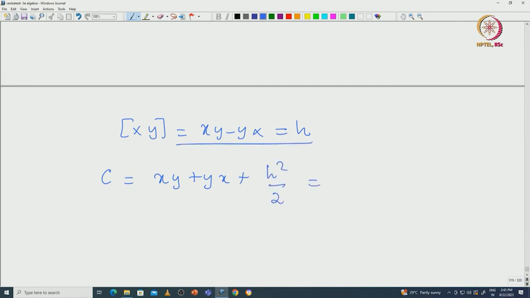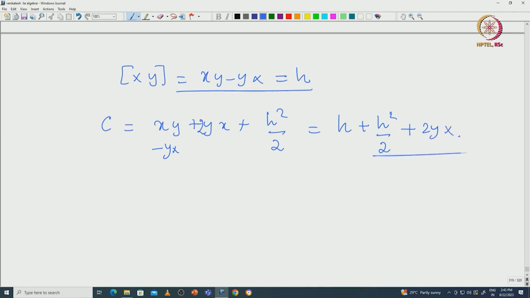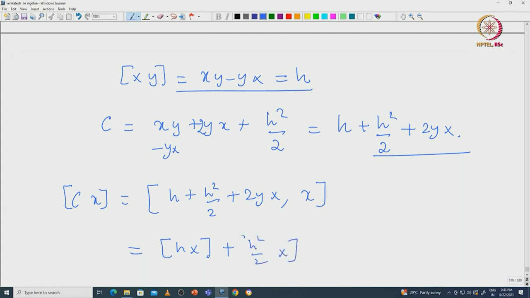So if you use this relation, already you can add and subtract. So you add yx and then you subtract yx. So it is going to give me h plus h square by 2 plus 2yx, okay. So this is a somewhat simpler form. Maybe one can use this simpler form to compute. So let us compute what is cx. So cx will be the bracket of h plus h square by 2 plus 2yx comma x. So this is going to be hx plus h square by 2 x plus 2yx x.